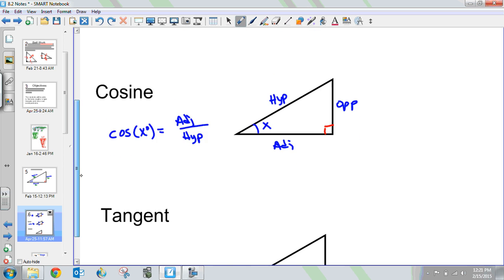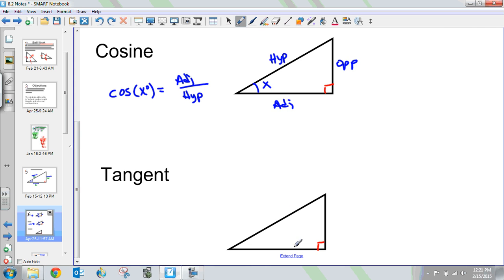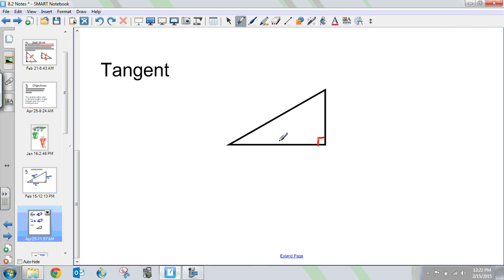And then, if I talk about the tangent, I'm going to draw the same picture. I've got angle x, the opposite side, the adjacent side, and the hypotenuse. So if I were to take the tangent of some angle, tan of angle x degrees, it would give us the opposite side over the adjacent side.